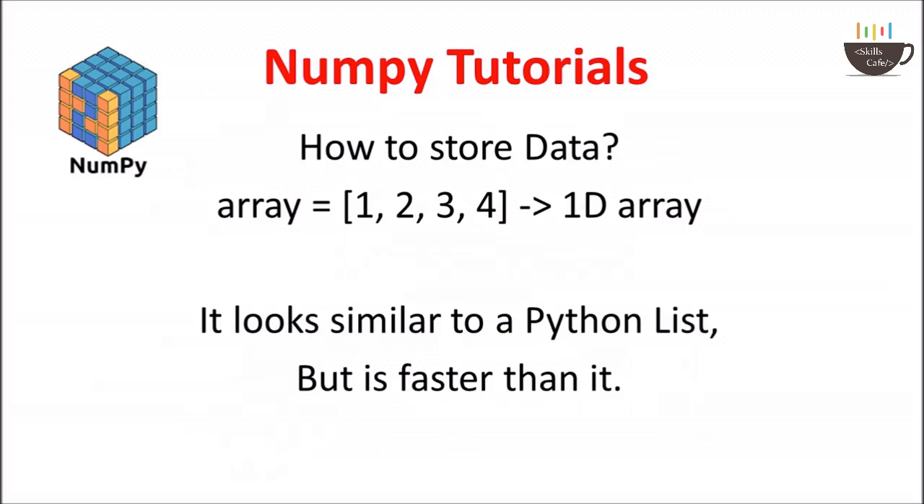Okay. So how to store data? So data is stored in arrays. So you can see these are single square brackets over here. So this is called a 1D array. It looks similar to the Python list, but it is much faster. Why? Because Python list is very dynamic, so it automatically guesses the type inside. But in this case, Numpy is static. It is statically typed. So that is why you already have to set the default type. And because of that default data type, it is much faster than the normal Python list.